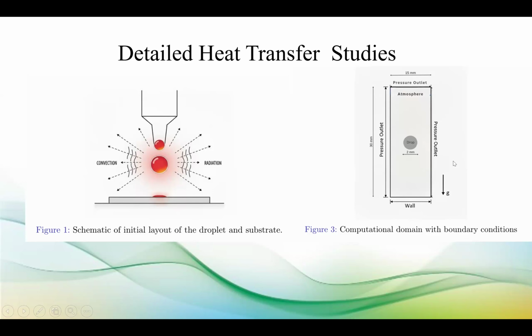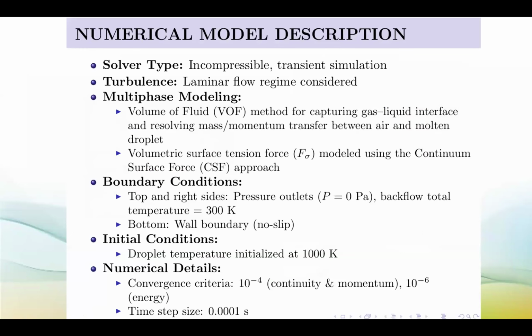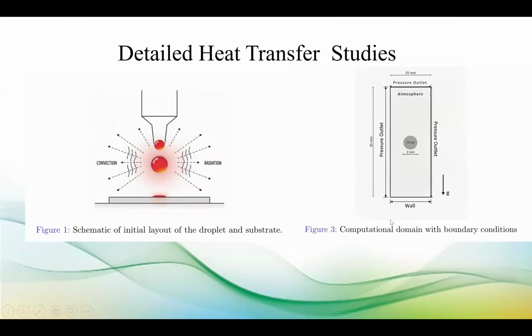This shows the computational boundary condition. And these are the methods used for solving this 2D problem. Here, the drop means it is a liquid metal which is flowing under gravity. Its temperature will be, if it is aluminum, around 1000 degrees Celsius. If it is steel, then definitely it will be more than that. So it is a high temperature liquid metal drop falling from the top of this column to the bottom wall.